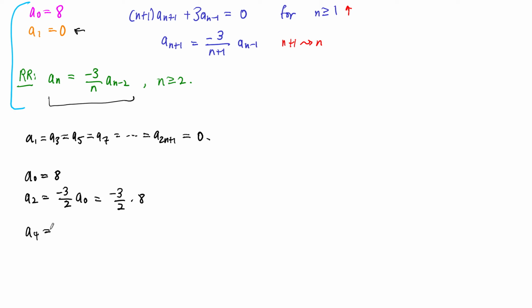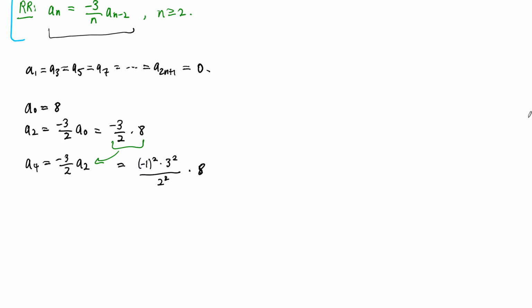A sub 4. We're going in steps of 2 because that's what our recurrence relation tells us to do, right? So a sub 4 is then negative 3 over 2 times a sub 2. But what's a sub 2? It's right here. This goes in here. And so what do we have now? We have negative 1 squared times 3 squared over 2 squared times 8. All right, let's do one more. Maybe we can see the pattern, but let's do one more.